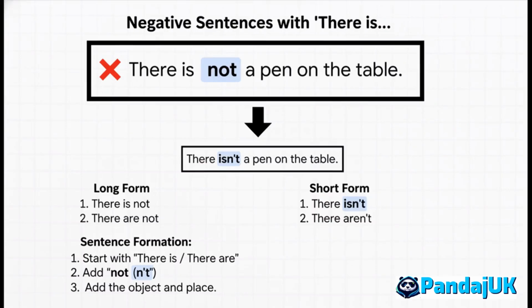Now, what if the pen is missing? We have to make the sentence negative. There is not a pen on the table. You can also use the short word isn't. There isn't a pen on the table.